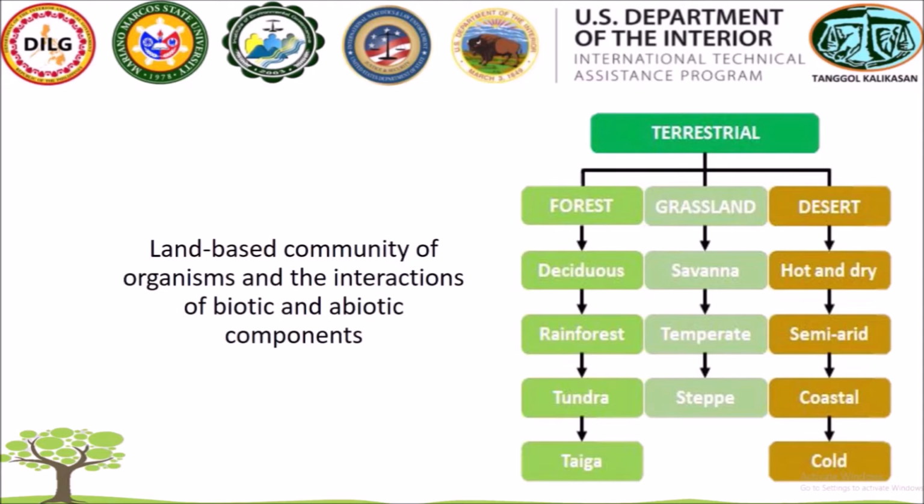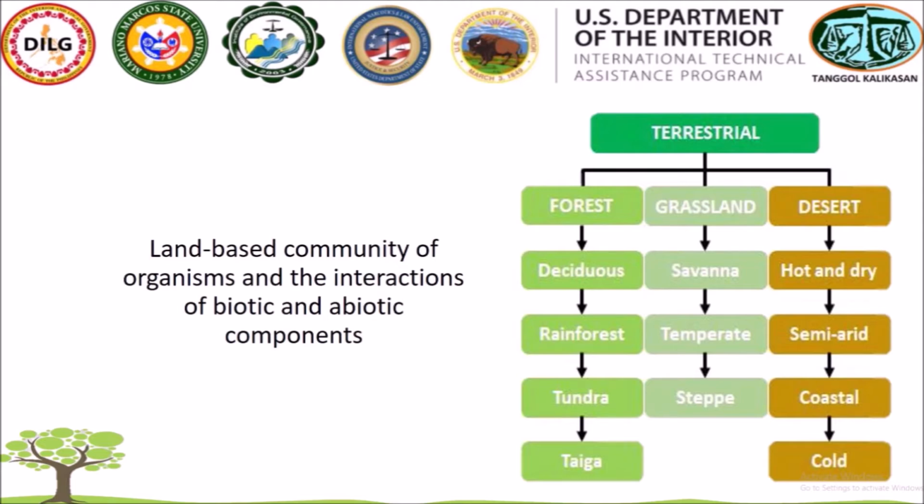Another is the tundra. This biome is located in polar regions or on the tops of high mountains that are frozen and snow-covered. And the last one is the taiga. It is a forest of the cold subarctic region. Subarctic is an area in the northern hemisphere.